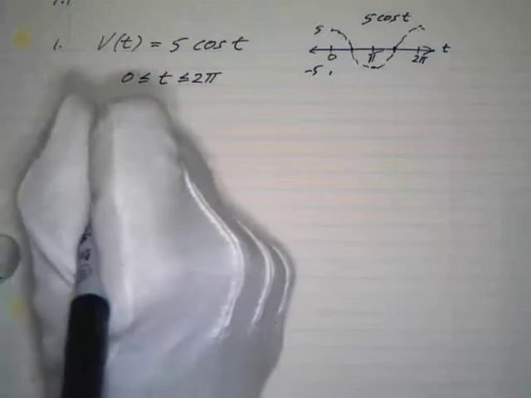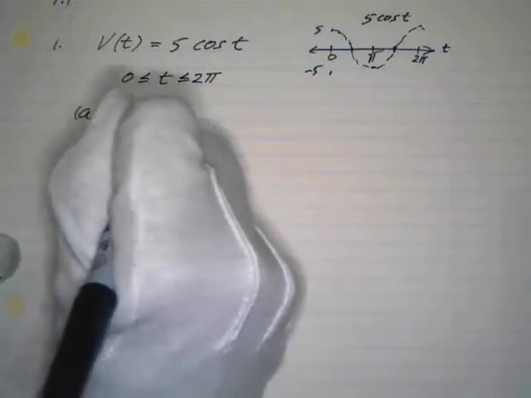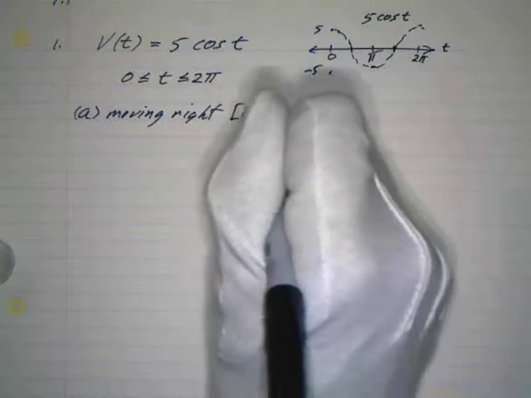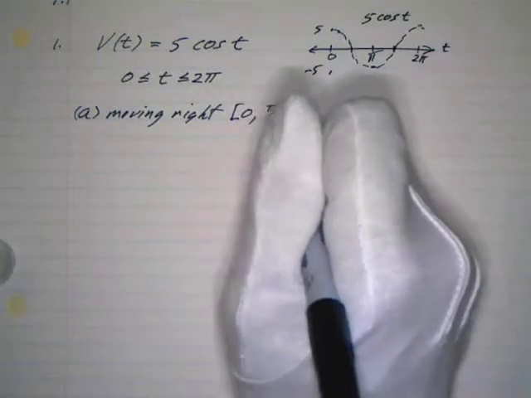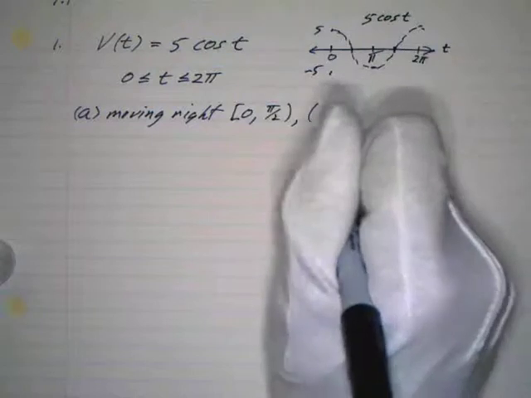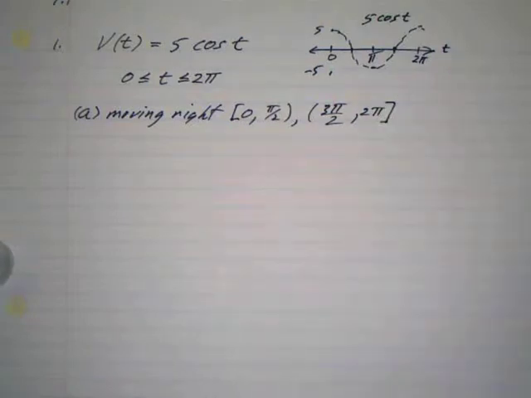So for the A part of this problem, moving right: on the interval from 0 to pi over 2, and that's closed, so 0 to pi over 2. It's also moving right on the interval from 3 pi over 2 to 2 pi. It's still moving at the end of the interval, so you can put that one open. So that's when it's moving to the right.